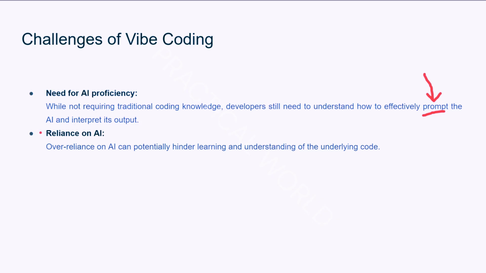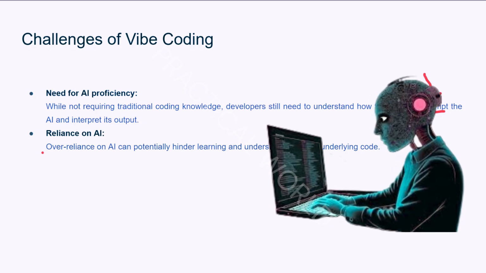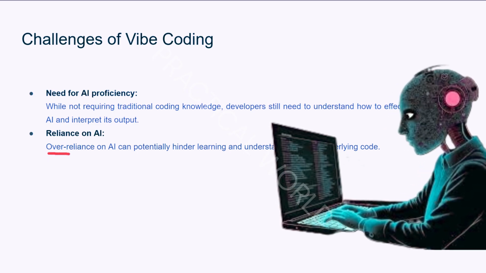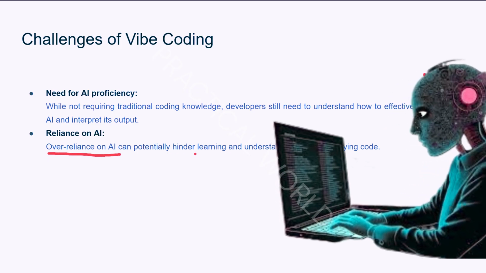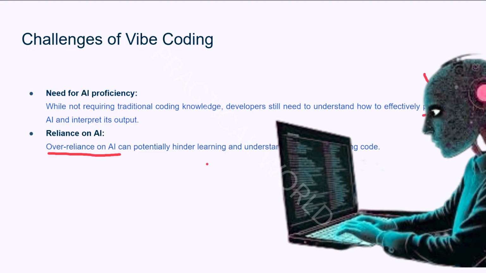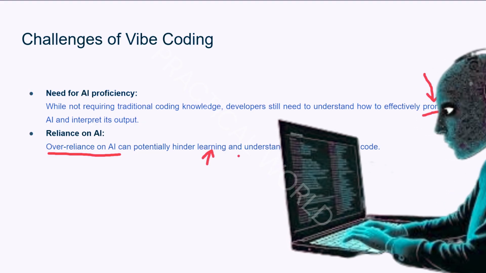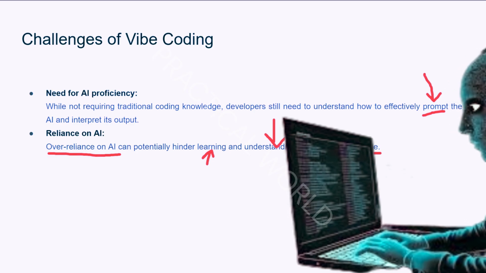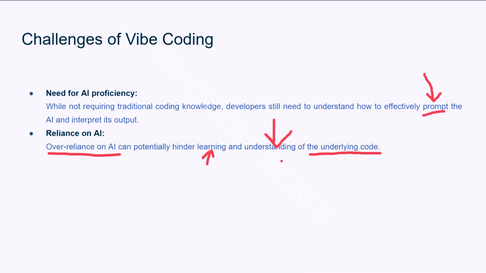Second thing is reliance on AI. Now if you are a developer and you totally rely on AI, that means you are stopping your learning, and it also reduces your understanding of the underlying code. So you should not rely 100% on these AI tools, but you should use them as an assistant.